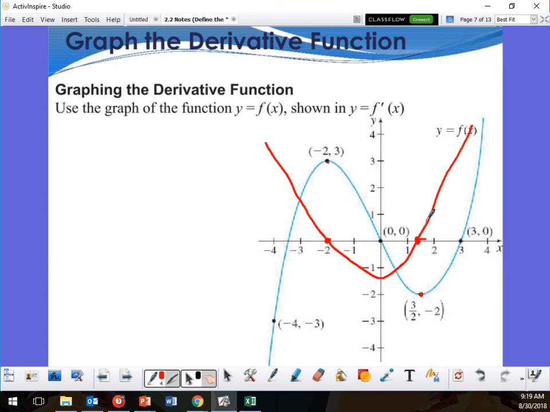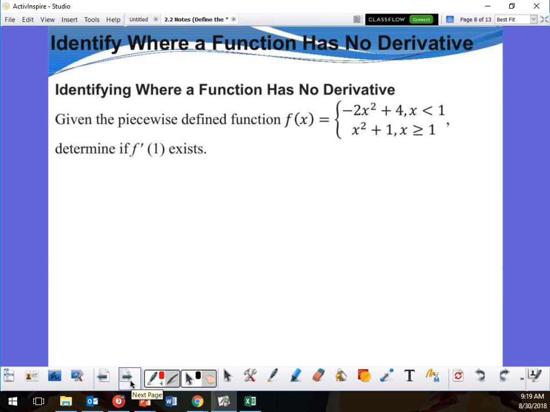All right, given the piecewise function, determine if f prime exists. Now, for it to exist, a couple things have to happen. What has to happen? The limit has to exist, and it has to be continuous. Because I can't find a slope at a hole, right? No. Okay, so let's see.